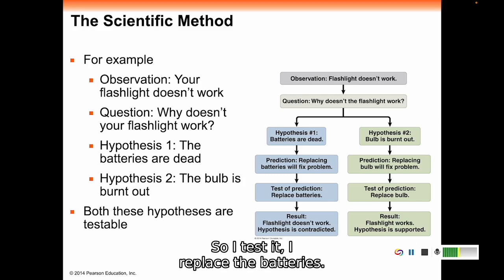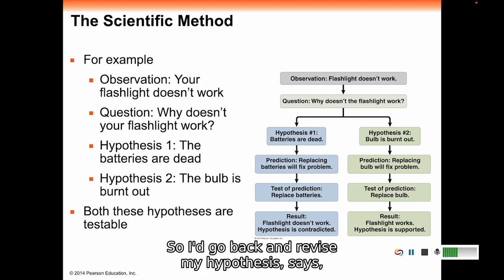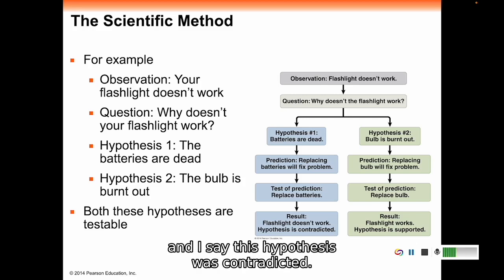So I test it, I replace the batteries. The result is my flashlight doesn't work. That means my hypothesis is contradicted. So I go back and revise my hypothesis and I say this hypothesis was contradicted. I need to form a new hypothesis.